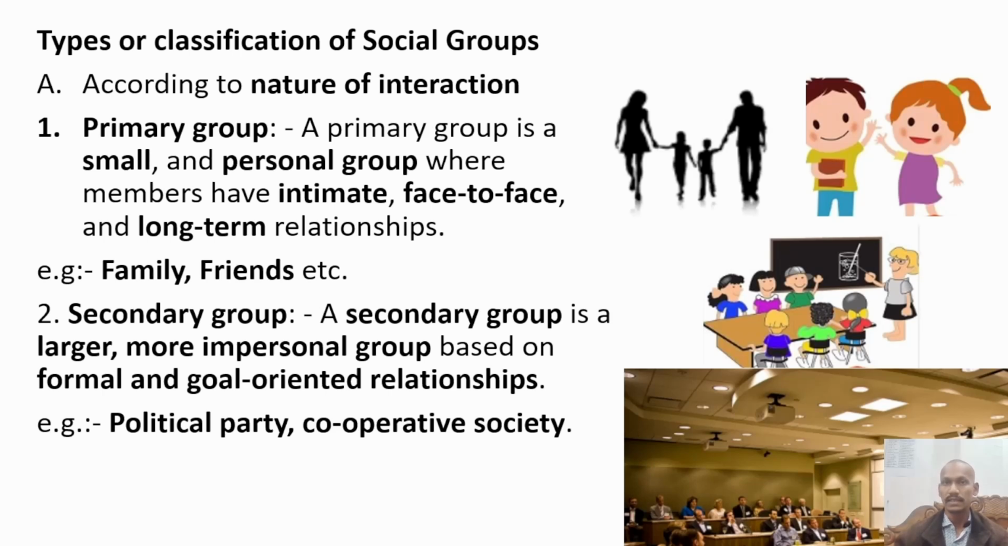Now we will understand the classification of social groups according to the nature of interaction, how they are interacting with each other. There are two types of group. First one is primary group, second one is secondary group. What is primary group? Primary group is a small and personal group where members have intimate face-to-face contact and long-term relationship.